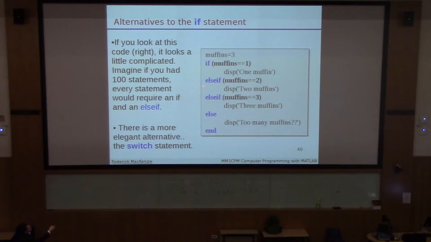So if you look at this code on the right-hand side, this is a very simple if, else-if, else, end statement. You've written this in your second MATLAB coursework. So we go muffins equals 3, if muffins equals 1, print 1 muffin, else if muffins equals 2, print 2 muffins, else if muffins equals 3, print 3 muffins, else too many muffins. So this is a typical if, else-if statement.